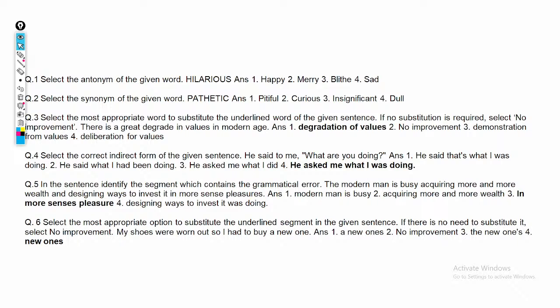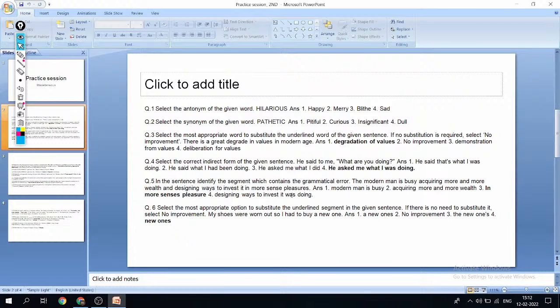Let's start off. The first is: select an antonym of the word hilarious. What is the meaning of the word antonym? It needs an opposite meaning word. Hilarious means very funny, something which is funny and happy. You can already see three words which are its synonyms: happy, merry, and blithe. So obviously sad is the last word. Sad will be the answer for this.